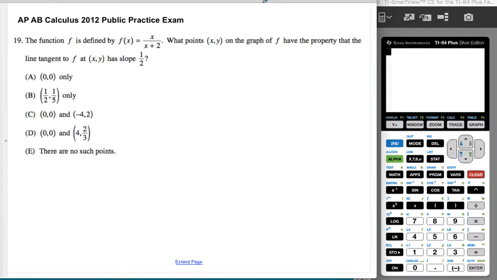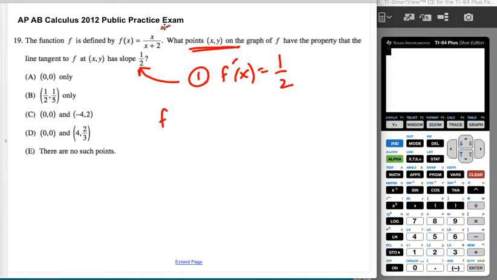All right, the function f is defined by this. What points x and y on the graph have the property that the line tangent to f has a slope of 1/2? Okay, so we want points. Here's what we need to know. First piece of information, we need f prime of x to equal 1/2. So I really need to find f prime. So let's go ahead and find f prime.